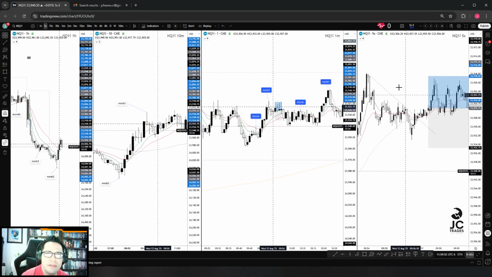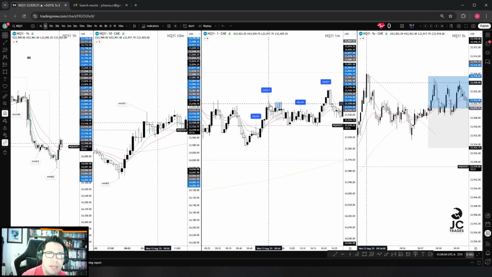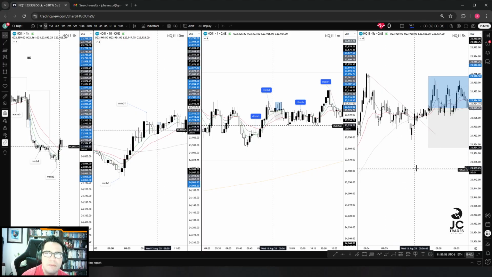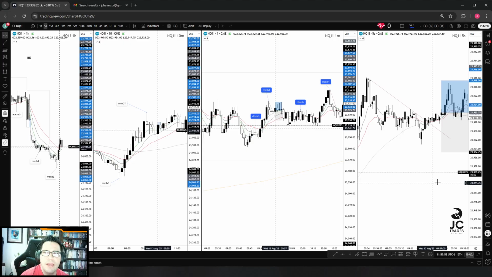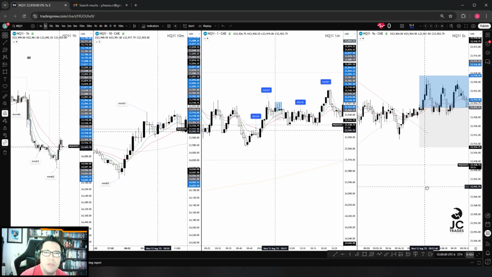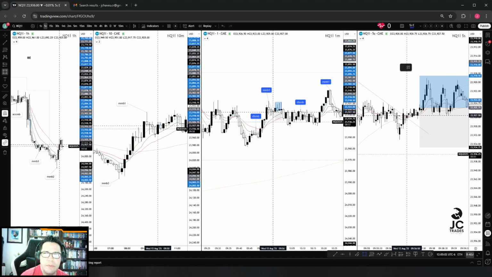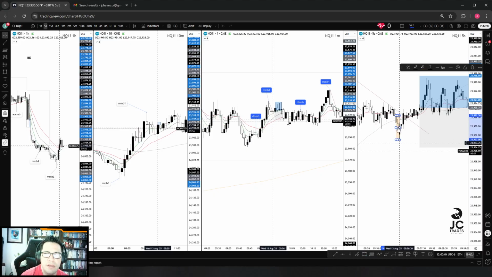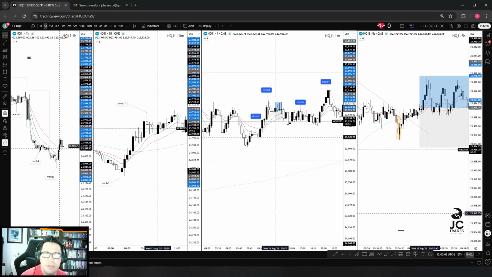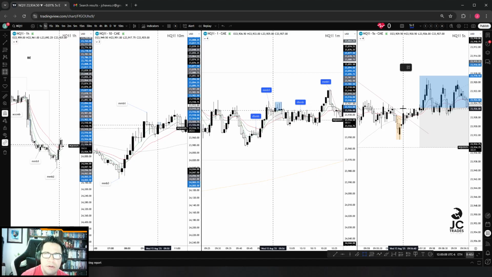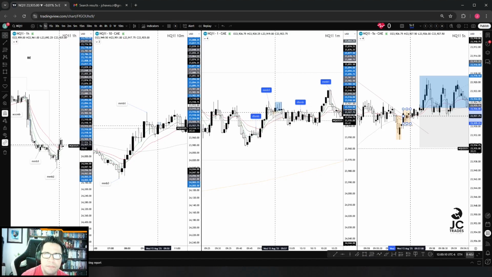So we had this flush here as price came to the 10 EMA, and from there we had the buildup of this double MB. This is the one that I'm gonna draw right there.